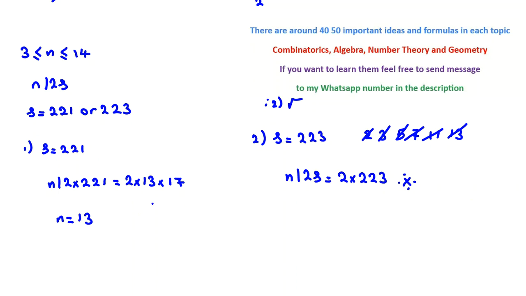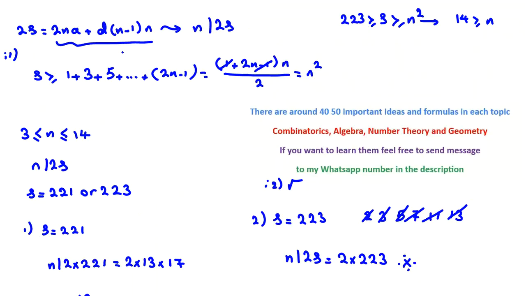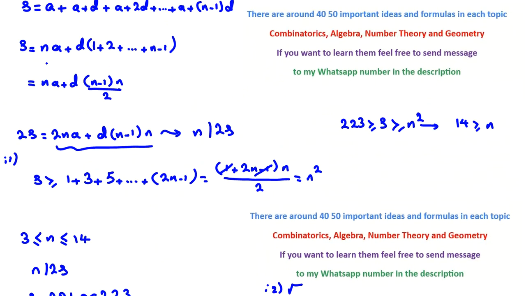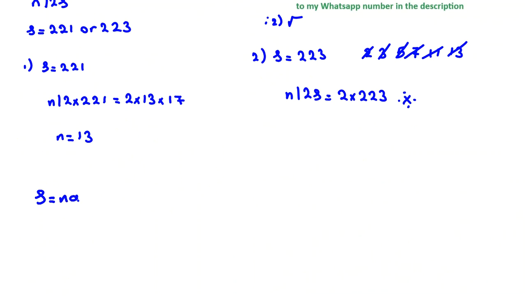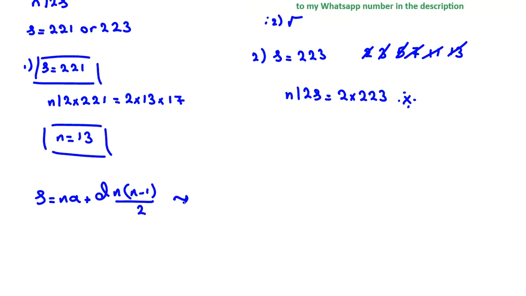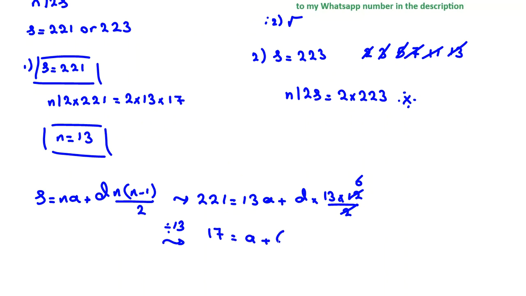Now because n is 13 and S is 221, we can replace it in this formula. S was na plus d times n times (n minus 1) over 2. N is 13, S is 221. Let's write 221 equals 13a plus d times 13 times 12 over 2, so it will be 6. Now we can divide both sides by 13. 221 was what? 13 times 17. So 17 equals a plus 6d.